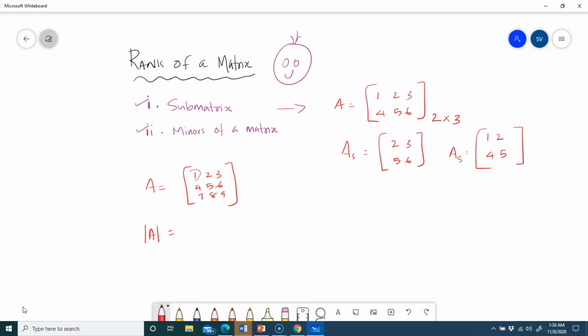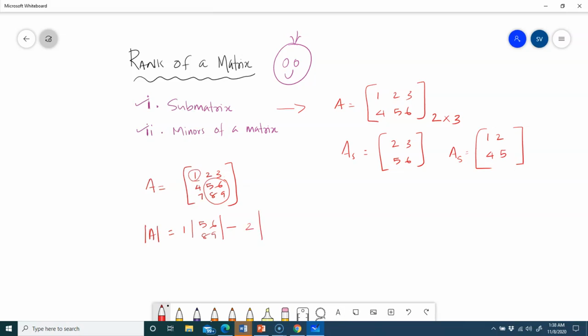So consider the first element. When I'm considering the first element of the first row, first column, then you have to hide the first column and the first row. The remaining section is a small square matrix. So here this is 5 6 and 8 9. So this is 1 times the minor 5 6 8 9, minus, second term, 2 times.